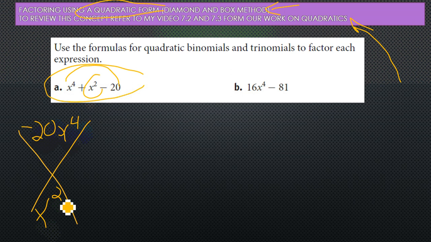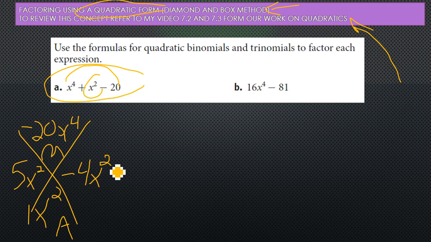And we put our middle term down below. So that's 1x squared. Now we need two numbers that multiply to negative 20 but add to 1. So in that case, we're going to have 5x squared and negative 4x squared, because when I multiply those together, I get negative 20x to the fourth. And when I add them, I get positive 1x squared.